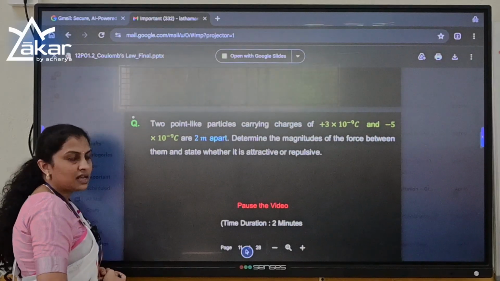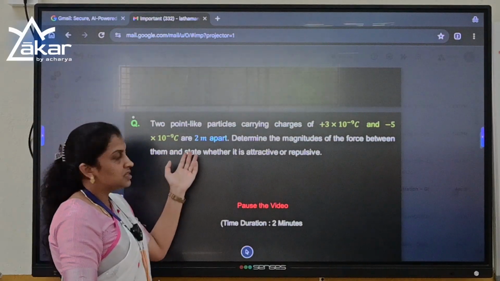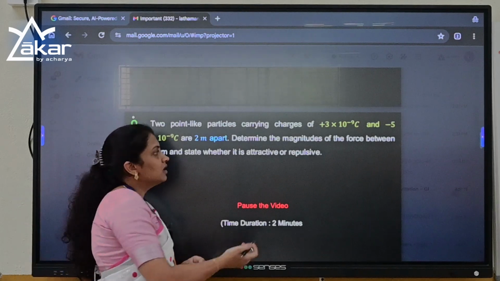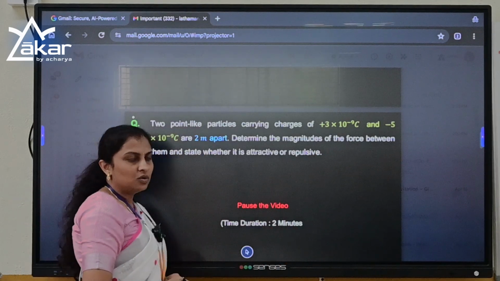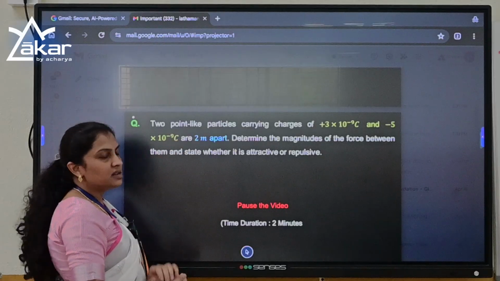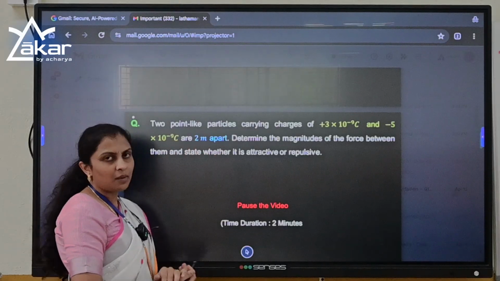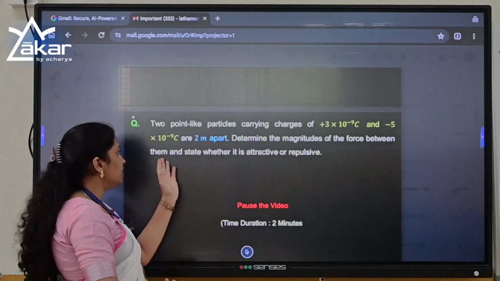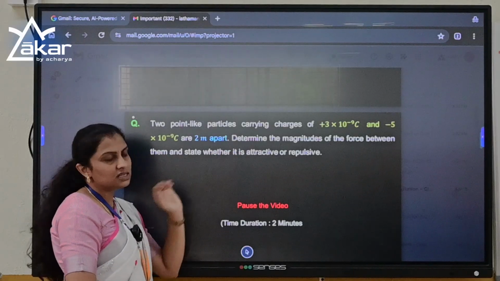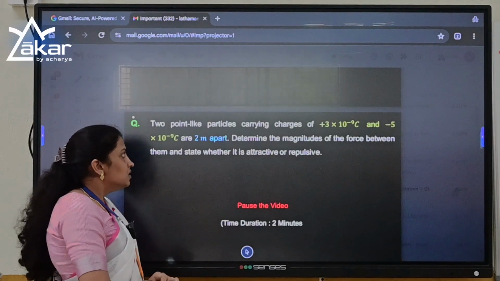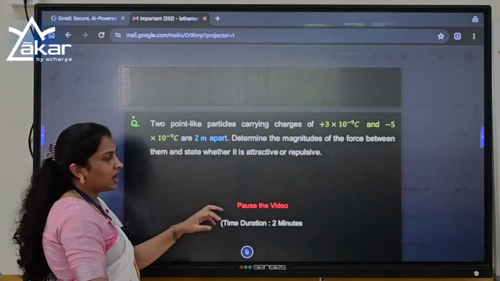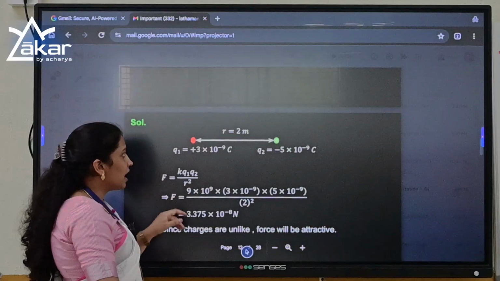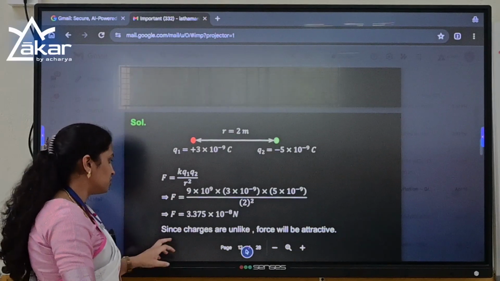This is one of the examples, you can see one question here. Two point like particles carrying charges 3 into 10 power minus 9 coulomb and 5 into 10 power minus 9 coulomb are 2 meter apart. Determine the magnitude of the force between them and state whether it is attractive or repulsive. Here they have given two charges and the distance also. Now we have to take the formula and find the force.